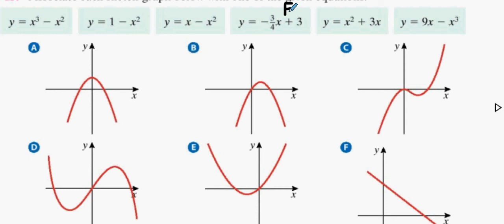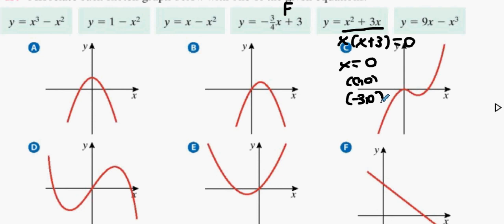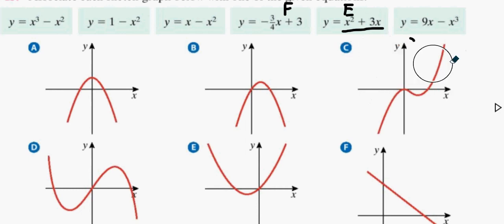Alright, next one. What shape is this one? U or N? U. If you solve it quickly equal to 0, what can you say? X equals 0, which is the point 0, 0. And then? So what one would that be? E. Happy days. Alright, let's keep going. So that's E done.